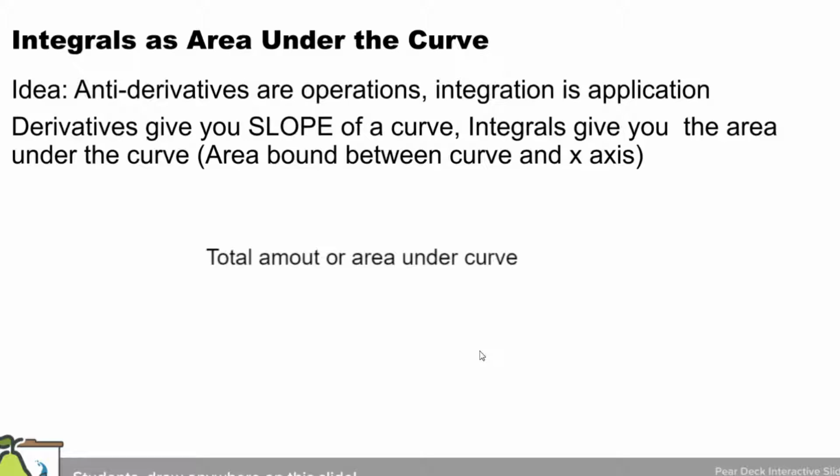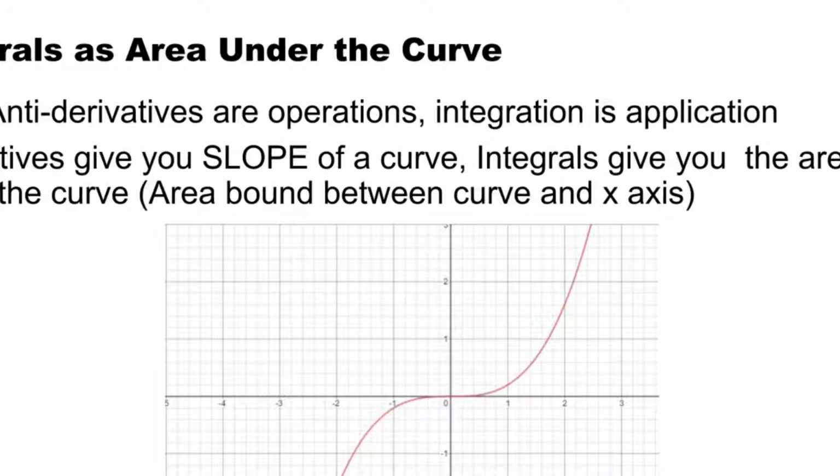We're going to talk about that a little more in the future when we're talking about word problems. But for today, the main idea is when you're doing antiderivatives, you're doing an operation, and when you're integrating something, you're finding the total amount of something that's coming in, but graphically you're finding the area under the curve. Okay, that's the main thing that we're doing here.